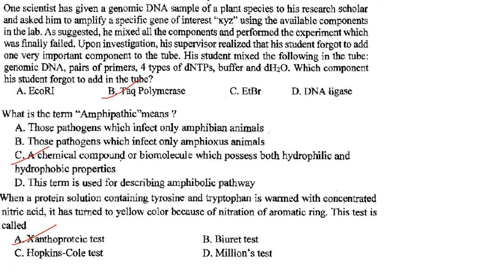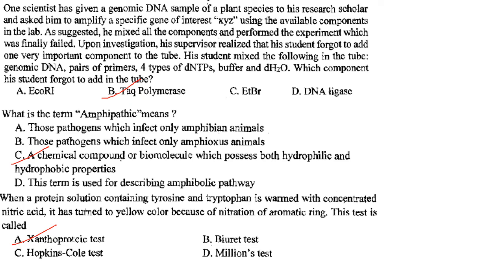Then one scientist has given genomic DNA sample of a plant species to his research scholar and asked him to amplify a specific gene of interest XYZ using the available components in the lab. As suggested, he mixed all the components and performed the experiment, which finally failed. Upon investigation, his supervisor realized that his student forgot to add one very important component to the tube. His student mixed the following in the tube: genomic DNA, pair of primers, 4 types of dNTPs, buffer and water. Which component did his student forget to add in the tube?